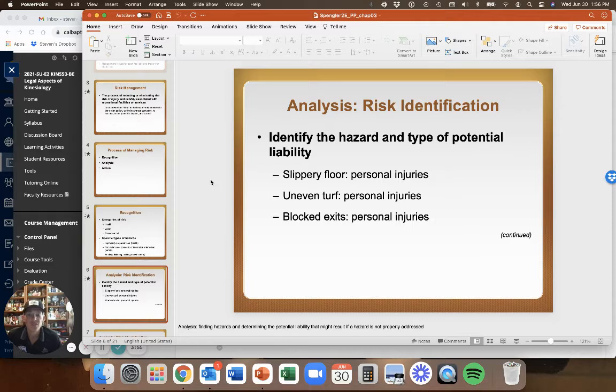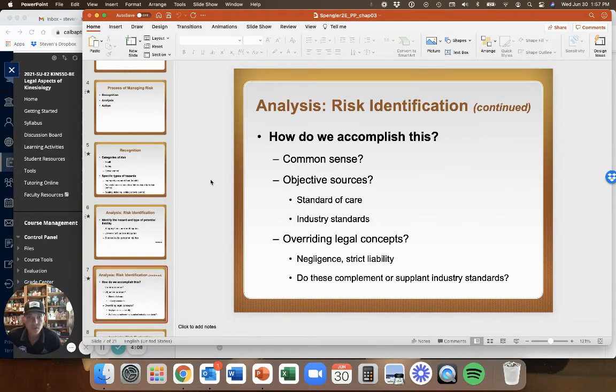The analysis is just recognizing the risk factors. Some examples here: slippery floor, uneven turf, blocked exits, just some primary hazards that you want to address early on. And then, just how do we accomplish minimizing these risks? So common sense, objective sources, overriding legal concepts like negligence that we talked about last week, standard of care, we talked about that as well.